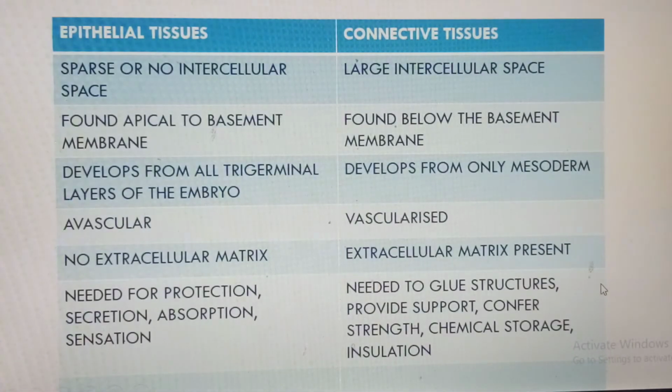Now, having seen connective tissue, we already discussed epithelial tissue. So then, what are the distinctions that we can bring between epithelial tissue and connective tissue?